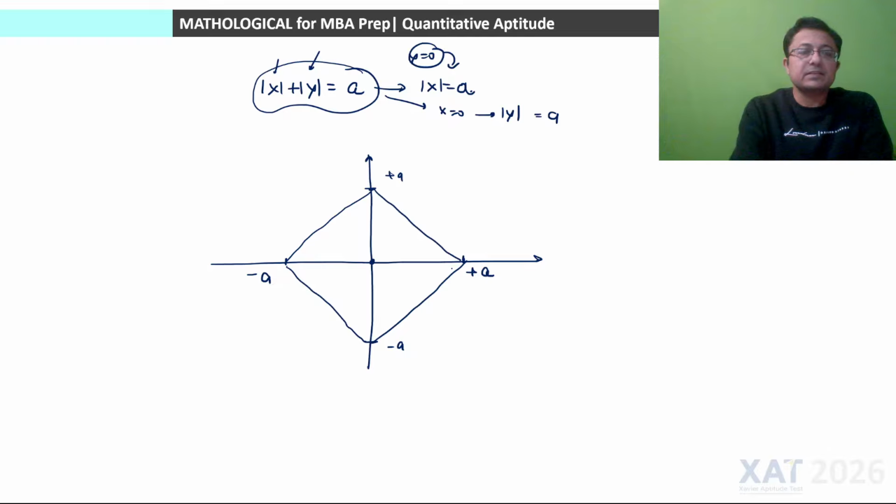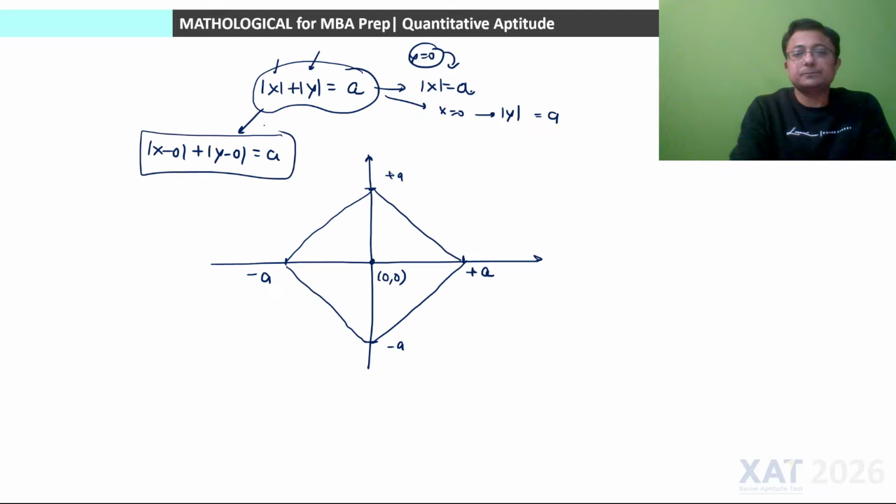Okay, this is the graph for mod of x plus mod of y equal to a. Our center is (0,0) because we are taking the distance of x from 0 as well as the distance of y from 0. Effectively, this is the equation mod of x minus 0 plus mod of y minus 0 is equal to a. So the graph will look like this.